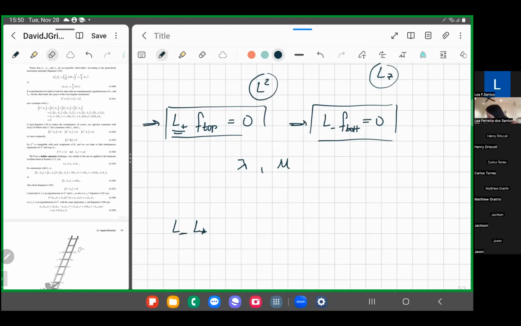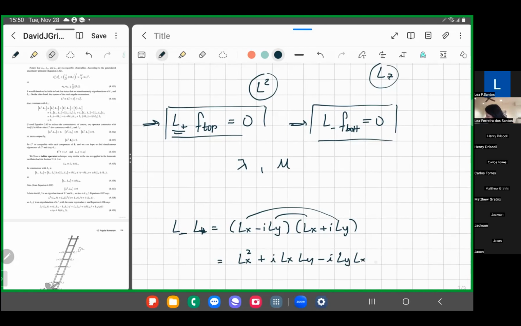So I'm going to look at this product. Why? Well, what is L_x? Well, what is L minus? It is L_x minus iL_y, and L plus is L_x plus iL_y. Okay, so I can rewrite this as L squared. Then this one with this one is i L_x L_y. This one with this one is minus i L_y L_x. And the last term is going to be L squared.